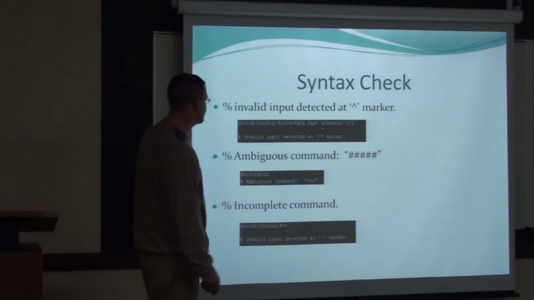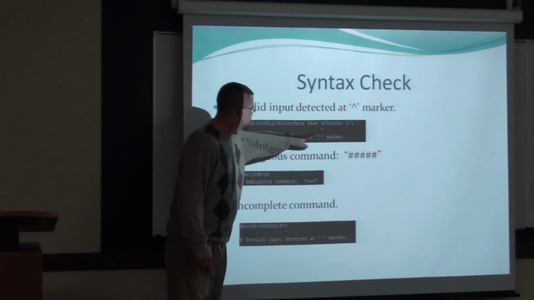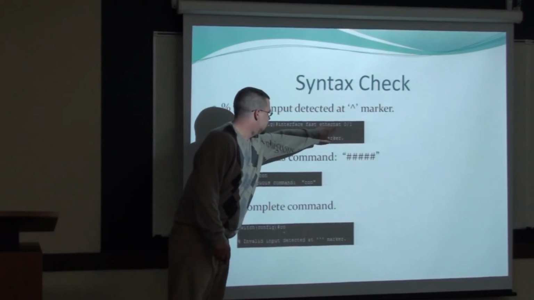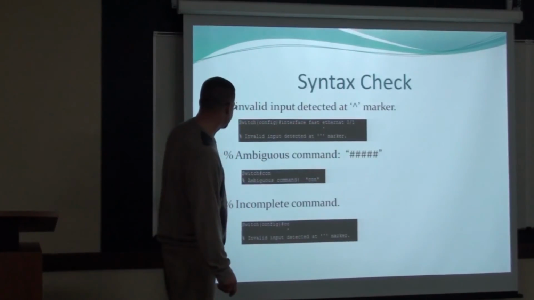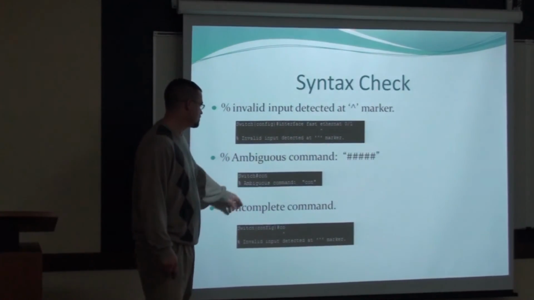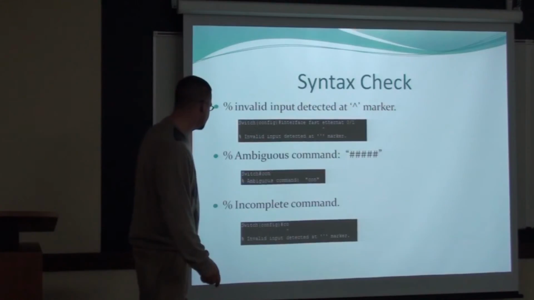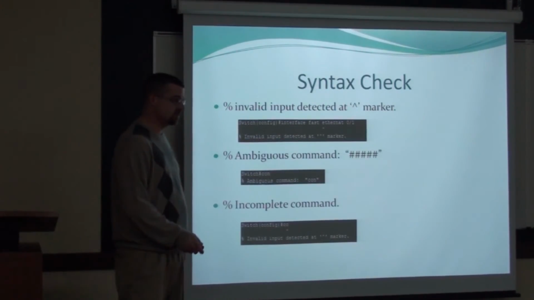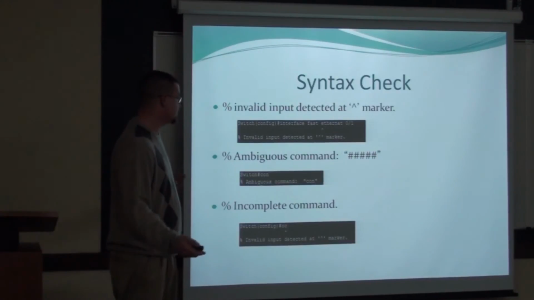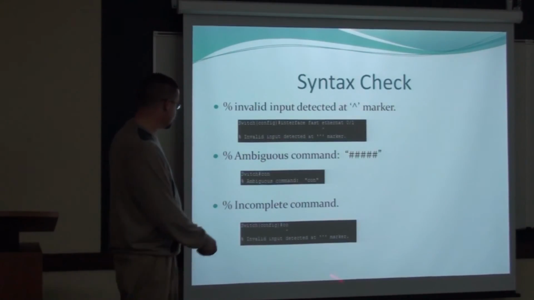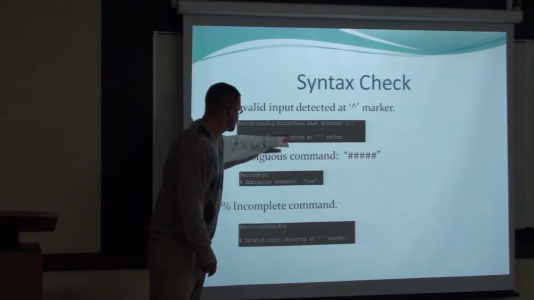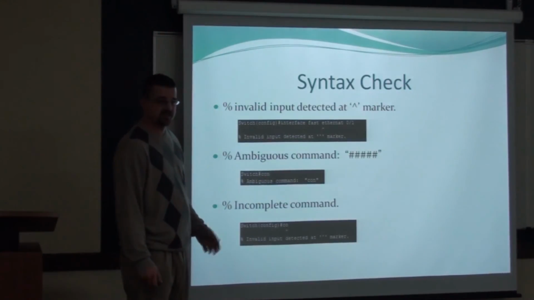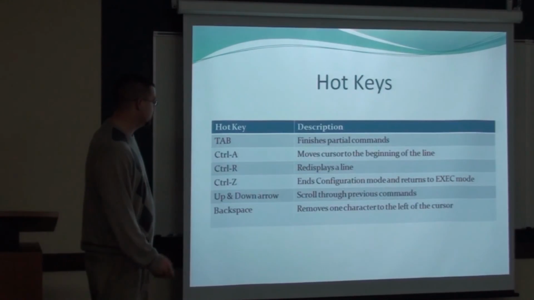Syntax check, as I said before: you can see invalid input, and it puts the caret up here showing where I messed up. Ambiguous command means that there's more than one command that starts with that. And an incomplete command is pretty much the same thing: you're just not putting enough data into it, so it doesn't know what you're doing. They pretty much try to show you with these carets and different symbols where you messed up. They try to help you out a little bit.